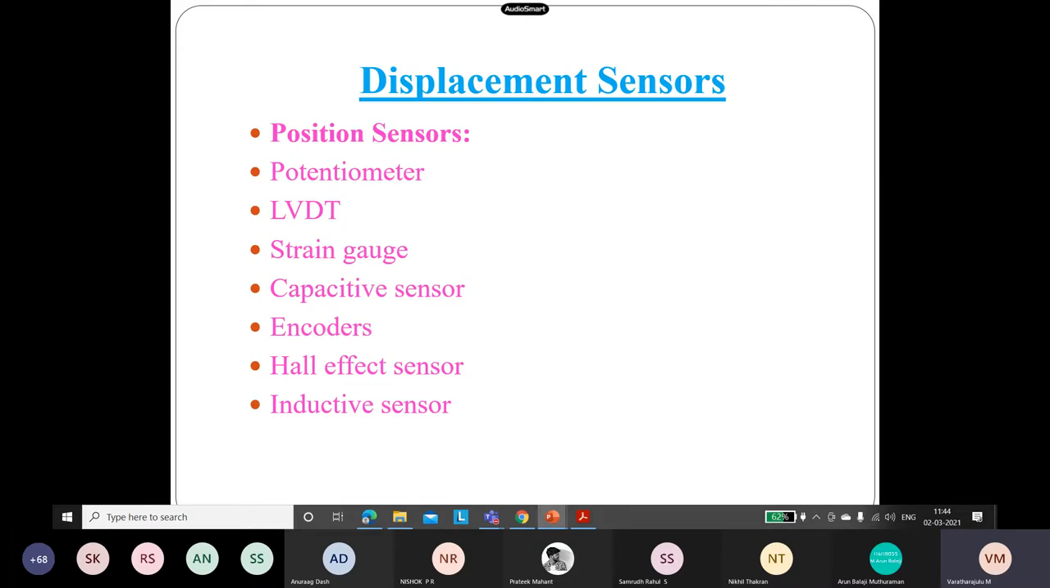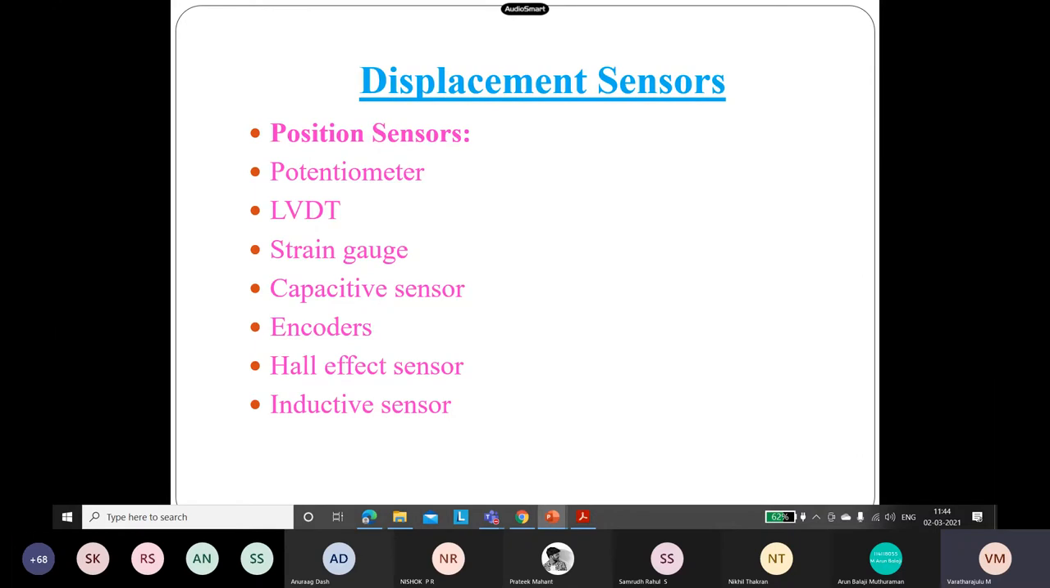The characteristics of a sensing device should be: it should have a wide range, it should respond immediately, and it should be accurate. The sensitivity should be high, and the linearity should be wide. These are the characteristics of a sensing device. There is plenty of information available under the characteristics of a sensing device: number one is range, then response, accuracy, sensitivity, and linearity.